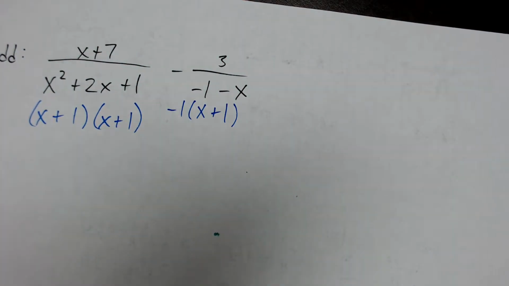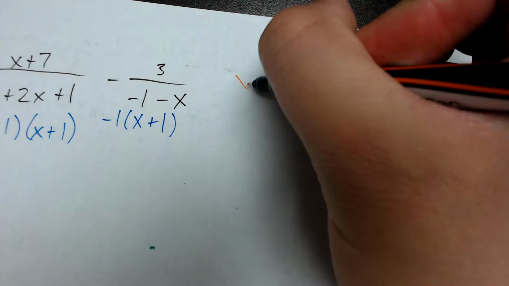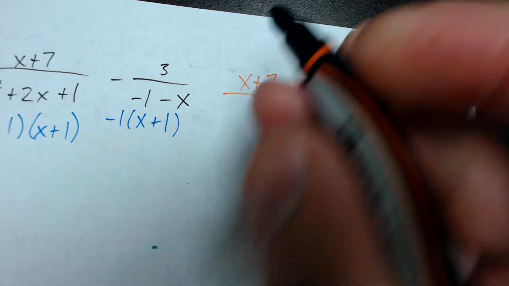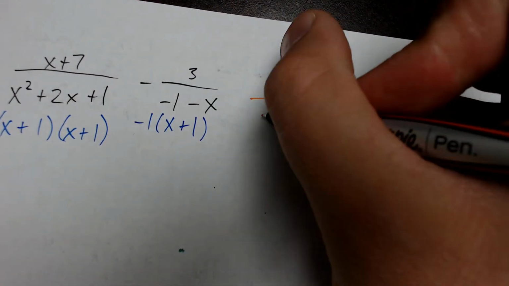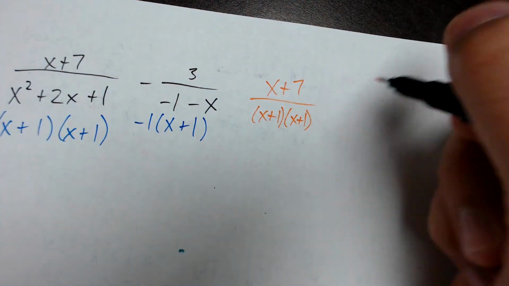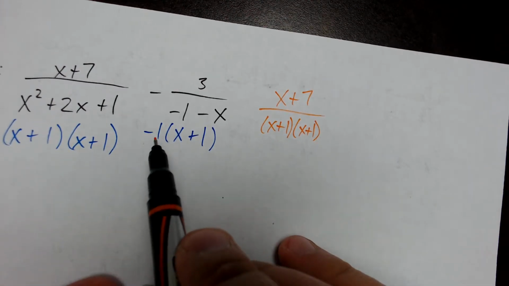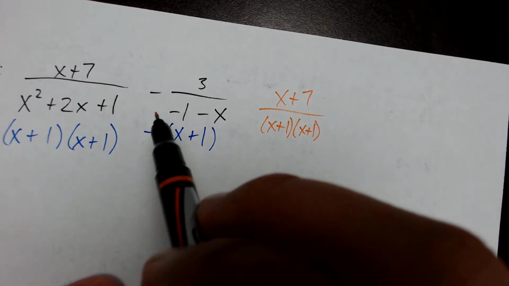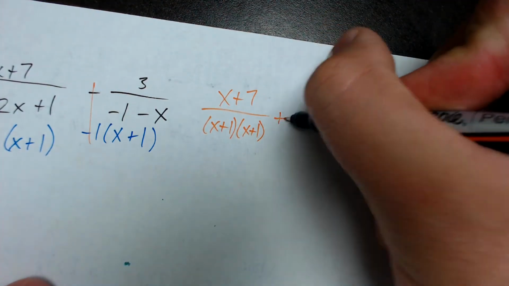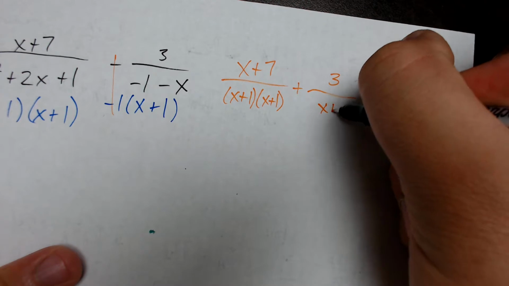So after we've done our factoring step, let's go ahead and rewrite our problem. Our numerator here is not going to change. It will remain x plus 7. The denominator is now x plus 1, x plus 1. And here is where that sign change comes into play. Since I've got this -1 here, I'm going to combine it with that sign. The negatives cancel to make this positive. This numerator will stay the same as 3, and the denominator is now x plus 1.